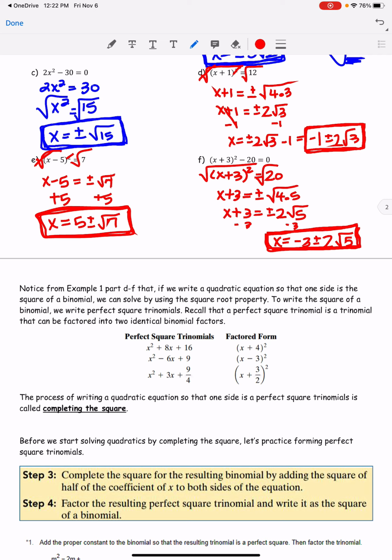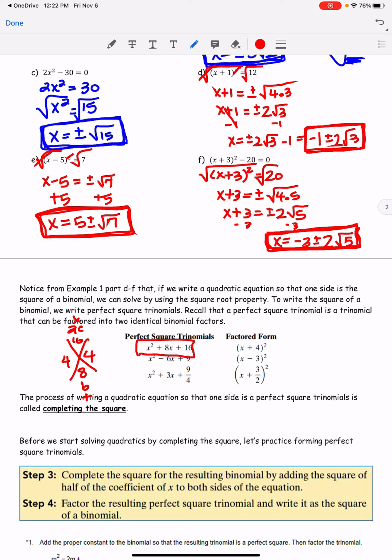It says, recall that a perfect square trinomial is a trinomial that can be factored into 2 identical binomial factors, right? So we had x squared plus 8x plus 16. So we go into our x. My a times c is 16. My b term is 8. What adds up to 8 and multiplies to ac was 4 and 4. And so we wrote that as x plus 4 quantity squared.